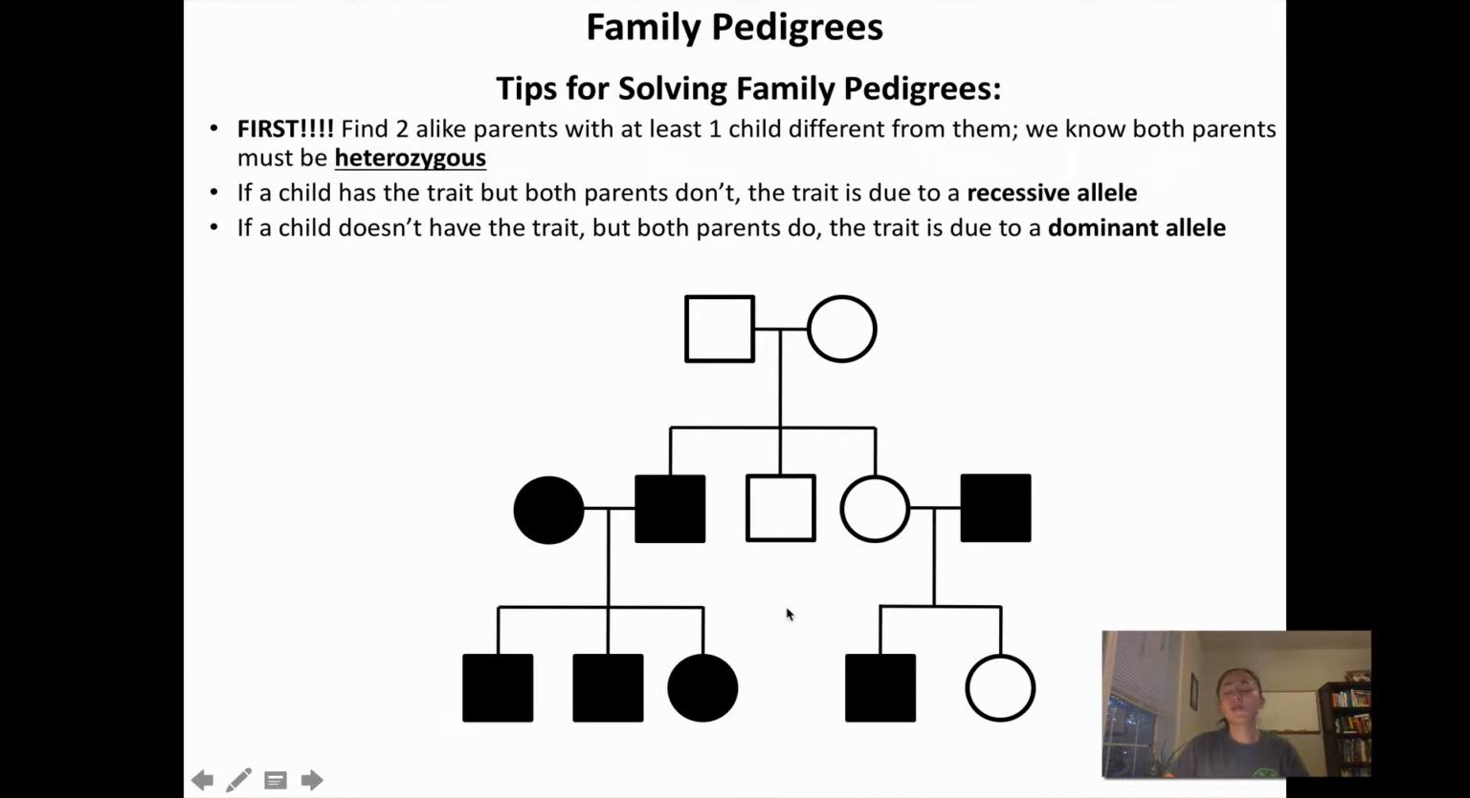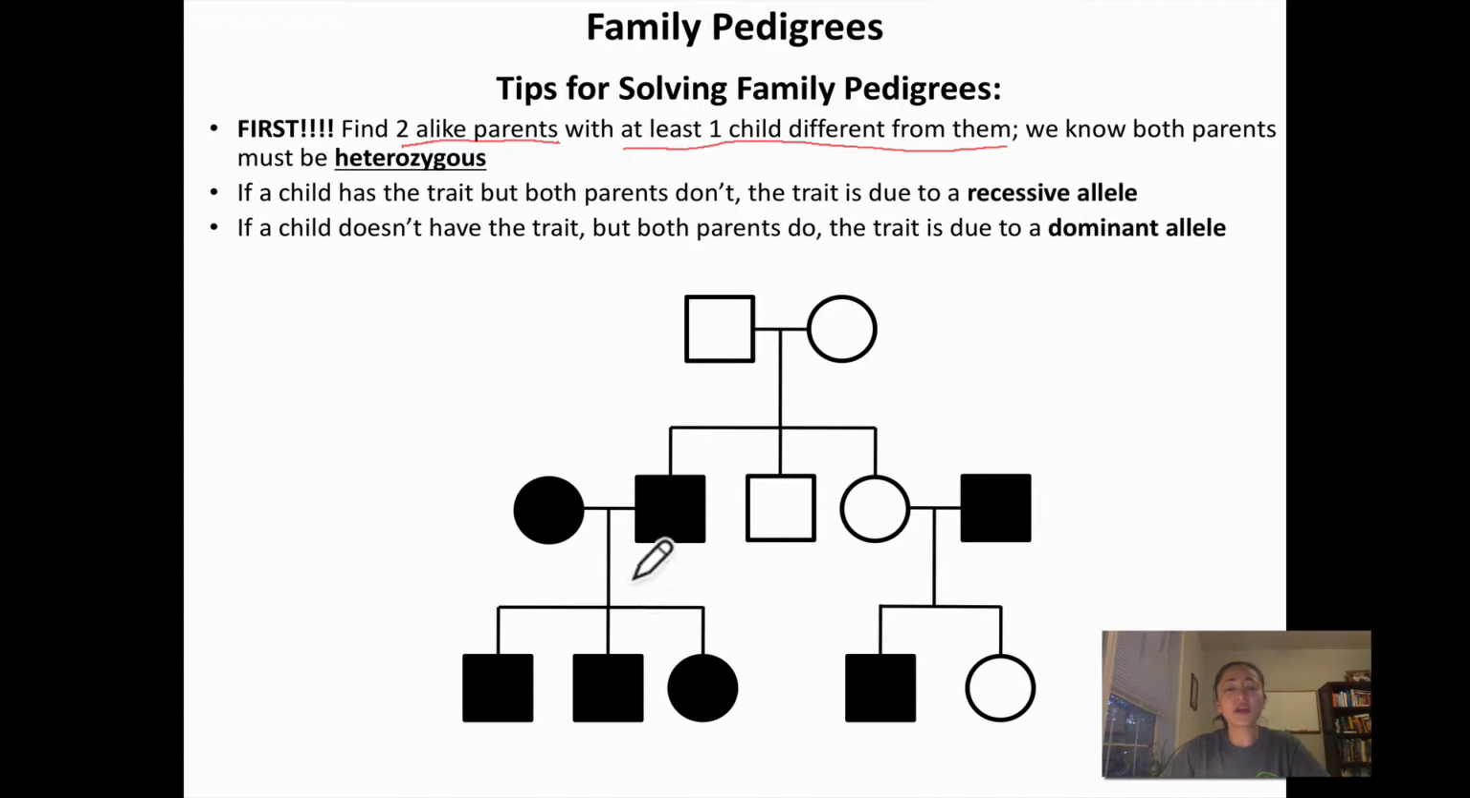So let me give you some tips for solving these family pedigrees. First off, you always want to look for somewhere on this pedigree, there must be 2 alike parents. So that means these 2 parents look similar to each other. They both have the trait or they both don't have the trait. They're both shaded in or they're both not shaded in. And they have at least 1 child that's different from them. So as long as there's at least 1 child different from them and both parents look the same, then we know right away that the only way you could get that inheritance pattern is for both of the parents to be heterozygous. So let's look down here.